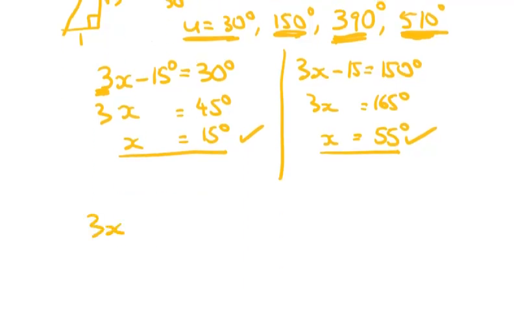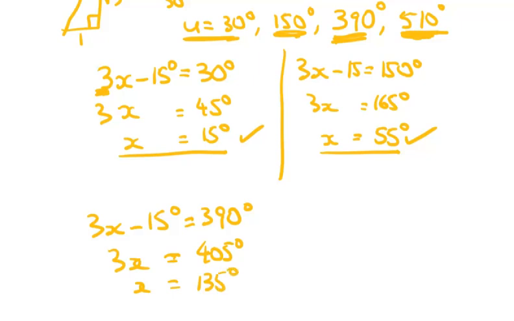So let's try 3x minus 15 is equal to 390. We get 3x is equal to 405. So x is equal to 135 degrees. So yes, that one is a solution, and it's important that we don't just forget to put it in. And let's try the next one as well, which is 510.